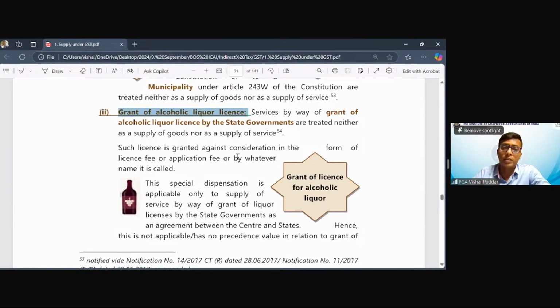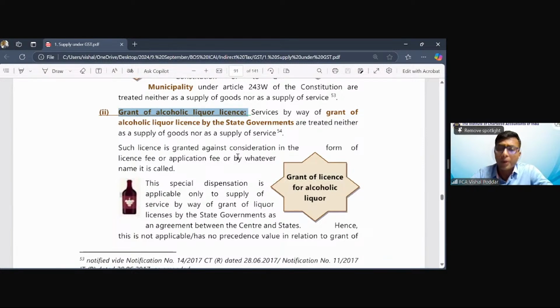In fact, recently we had this famous Delhi liquor policy where there was a big issue where even the chief minister and the other ministers were inside the jail because of that liquor policy. That was all relating to this license only. It was relating to the liquor license.